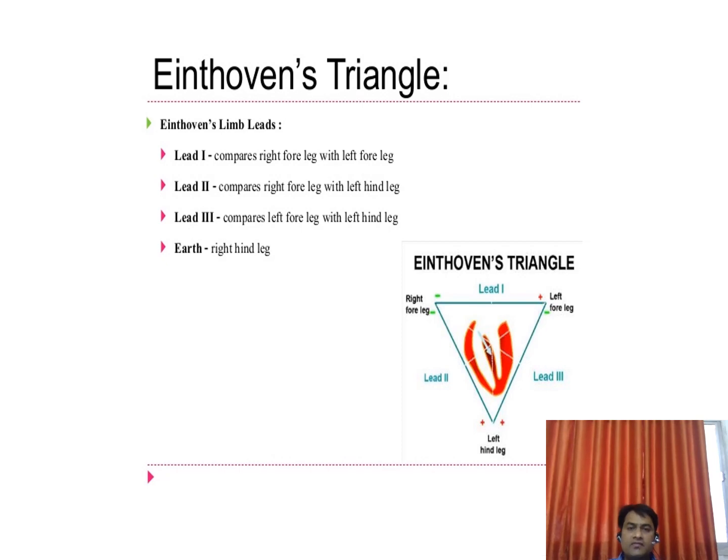Lead 1 compares the right foreleg with the left foreleg. Lead 2 compares the right foreleg with the left hind leg. Lead 3 compares the left foreleg with the left hind leg. And one extra electrode is attached to the right hind leg for the earth.